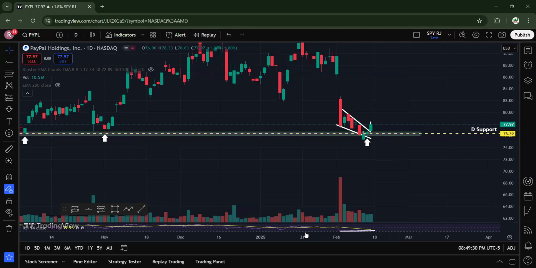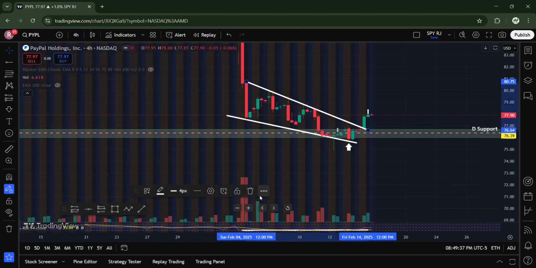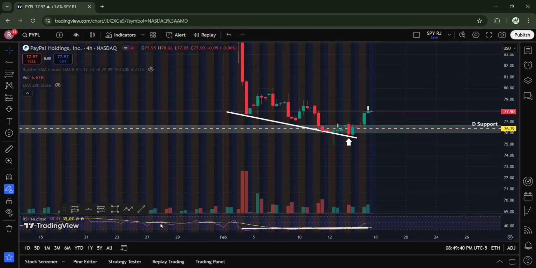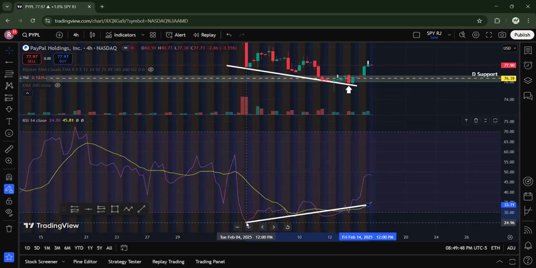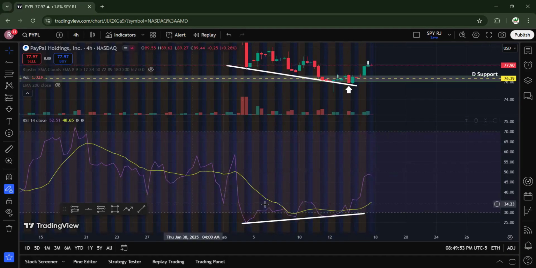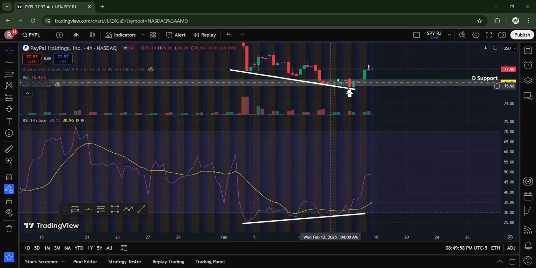Let's throw in something else with PayPal. Pop quiz right here. What is this? I hope that made sense. Let me know if that made sense. Pop quiz on PayPal here. What setup is this that we see? We got lower lows on the stock, higher lows on the RSI. What is that?